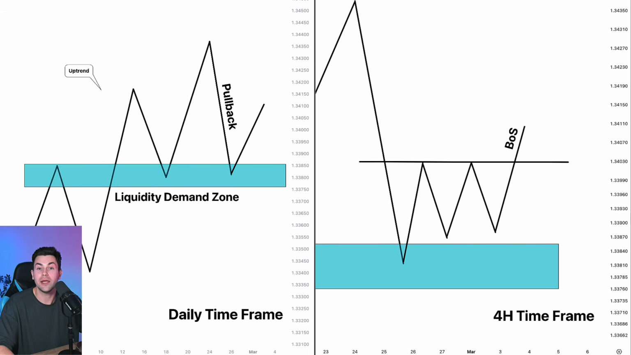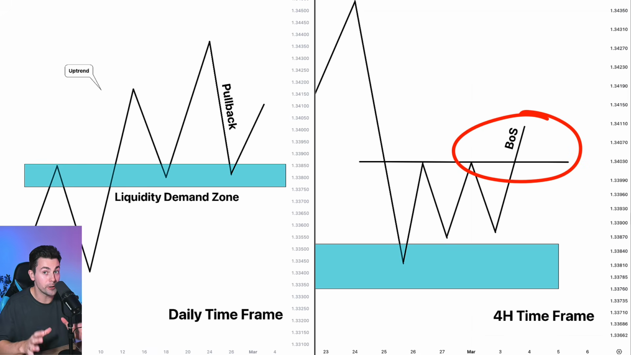For swing buying in an uptrend after a pullback and after a test of a liquidity demand zone, we will need a bullish break of structure on a 4-hour time frame. That will be our final confirmation.